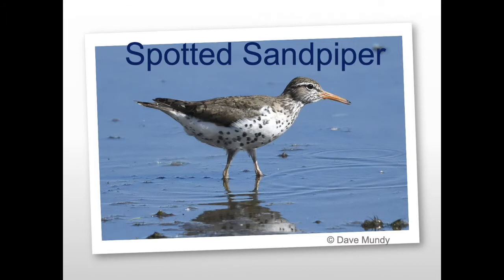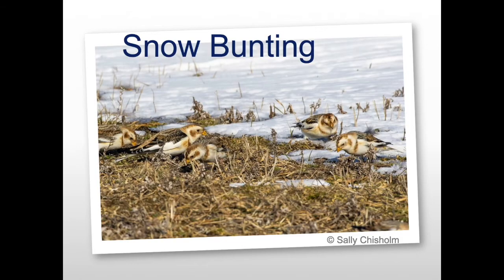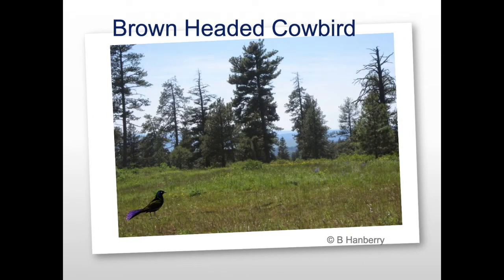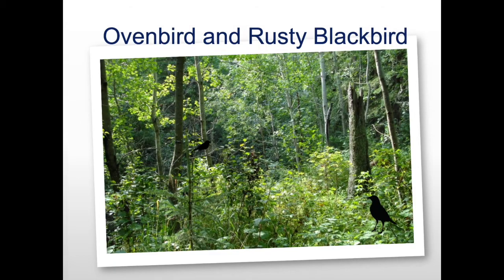First, we have the spotted sandpiper. They're classified as shorebirds and spend the majority of their time in and around large bodies of water like lakes. The snow bunting can often be found in grasslands or open fields, while the brown-headed cowbird can be found in grasslands and along the edge of forests. The ovenbird and rusty blackbird are found in forested habitats such as this one.